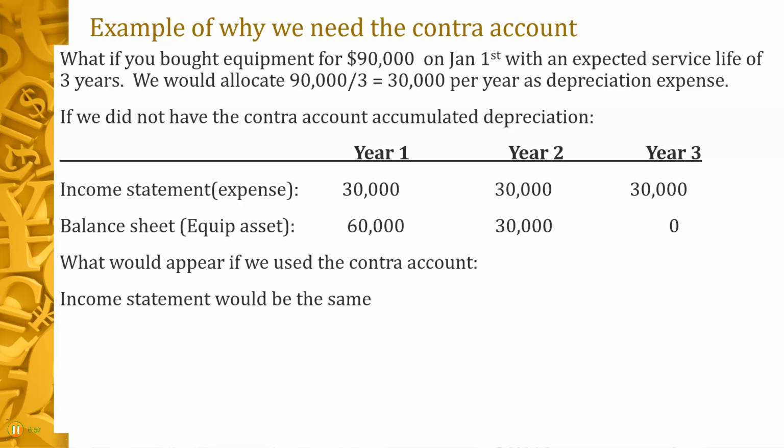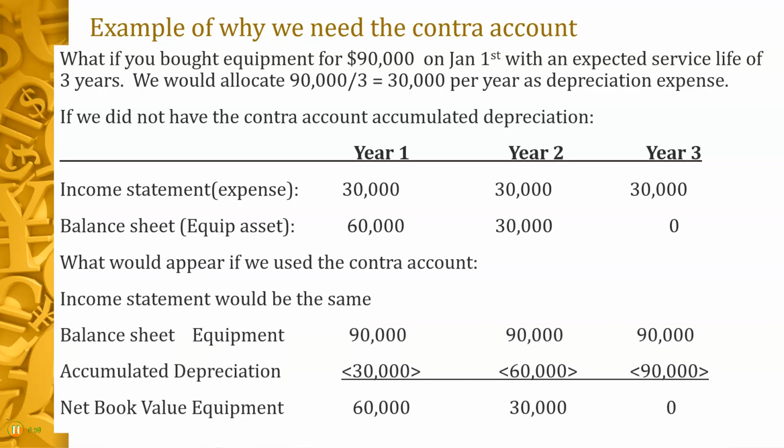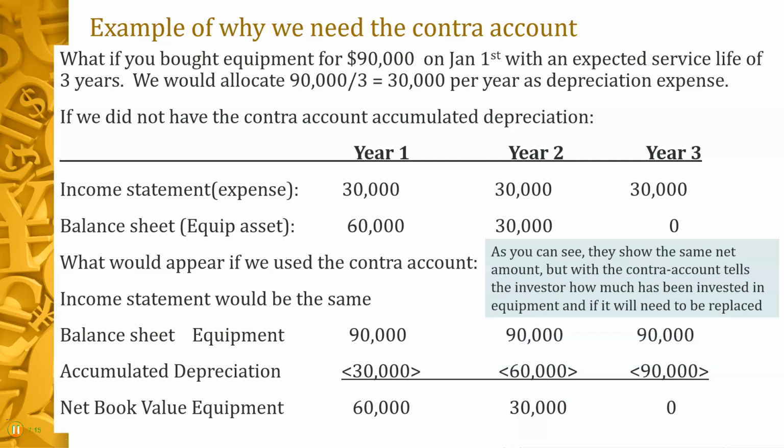So what's going to happen? The income statement would be the same. However, on the balance sheet, they would see the original investment of $90,000, and then they would see that contra account accumulating the amount that we're expensing each year, and then we would see the net book value. Again, as you can see, they show the same net amount, but with the contra account, it tells the investor how much has been invested in equipment and if it will need to be replaced.